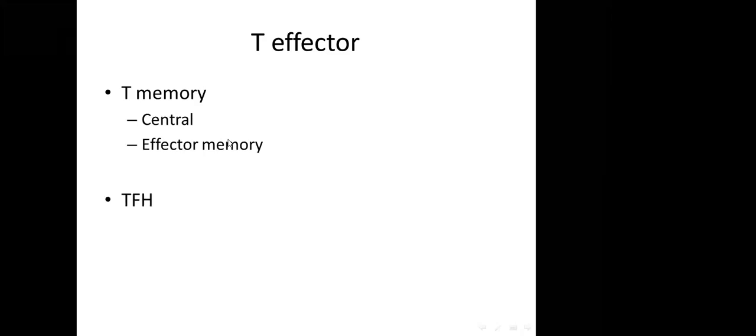We have two important types of T effector I wanted to highlight. First one is the T memory, and as we mentioned, after the end of the battle, we should have a memory of this battle, and this memory we should make two copies. One copy will be central, just for the next battle, and the effector memory, which will stimulate or start a rapid battle.